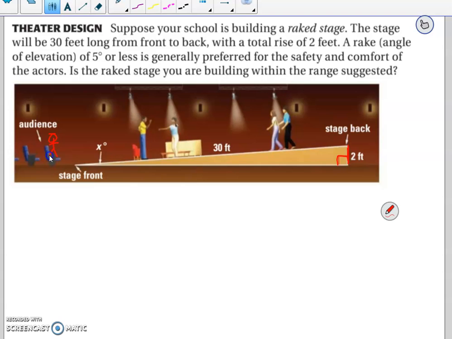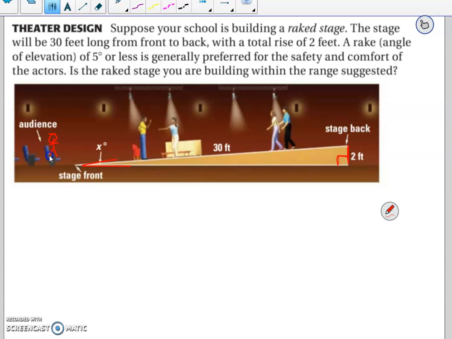So the question here is, is this raked stage that you're going to try to build within the range suggested? If you want it to be 30 feet long and 2 feet raised up, does that meet that 0 to 5 degree recommendation? So what we're going to do is set up what we know about trig ratios or inverse trig ratios to try to solve for this angle measurement. And if it's between 0 degrees and 5 degrees, everything's good. If it's above 5 degrees, then we would say that this probably is not a very good stage to build, or it's not going to be real safe.